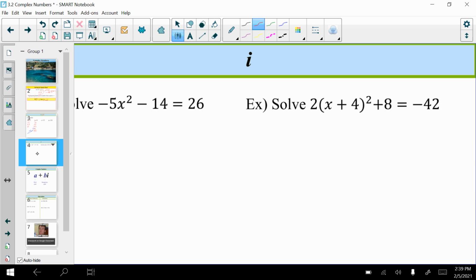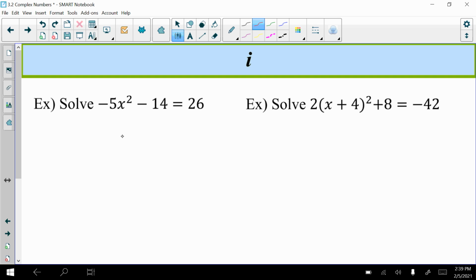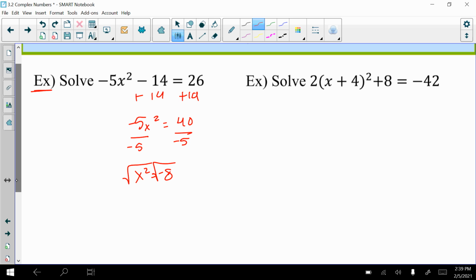Let's do another example, or a different type of problem that might come up when we're solving. We're trying to solve this first example by taking a square root. Remember, we got to get the thing that's being squared all alone. So we would add 14 to get negative 5x squared equals 26 plus 14, which is 40. We divide by negative 5, and we get x squared equals negative 8. I take the square root of both sides, like we normally would. I have x equals plus or minus the square root of negative 8.